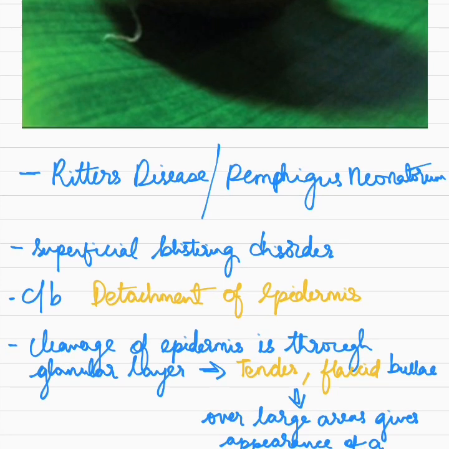So this disease is also known as Ritter's disease or pemphigus neonatorum. It is a superficial blistering disorder that is characterized by detachment of epidermis. Here the cleavage of epidermis is through stratum granulosum, which leads to the formation of tender flaccid bullae. These blisters over large areas give an appearance of a burn or a scald.